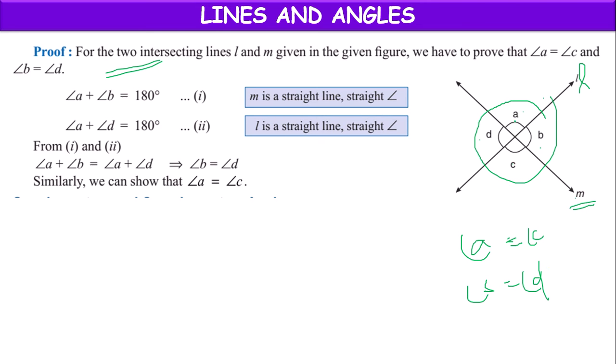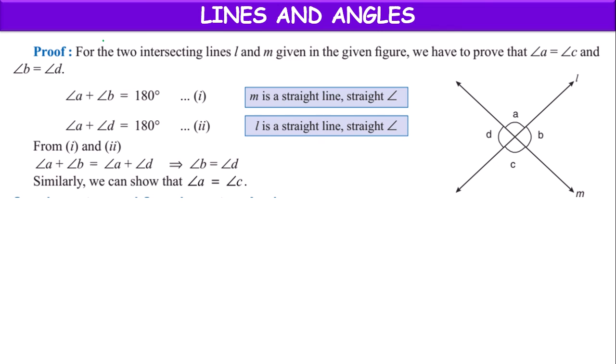A plus B equals 180 degrees because of the linear pair. D plus C equals 180 degrees because of the linear pair. So A plus B equals A plus D, both are equal to 180 degrees. So we can equate the LHS parts. A plus B equals A plus D. A gets cancelled. Angle B equals angle D. So this is proved. Angles B and D, vertically opposite, are equal. That is proved.